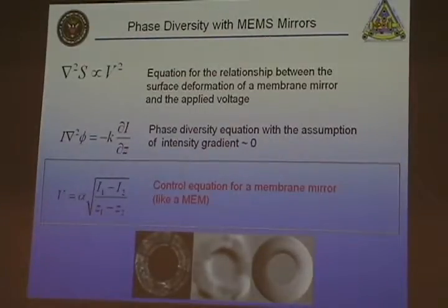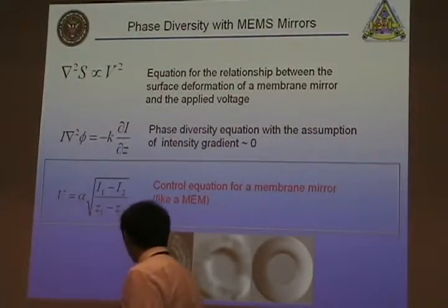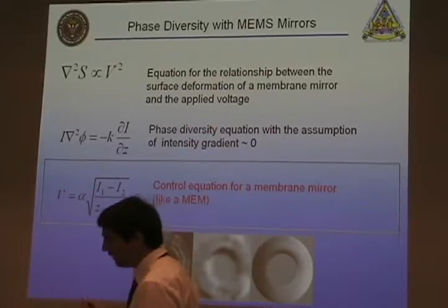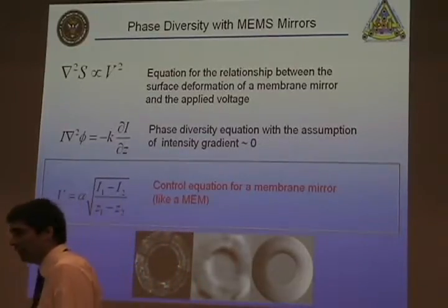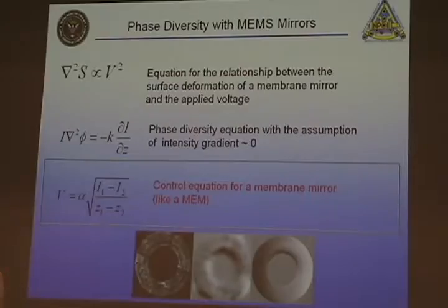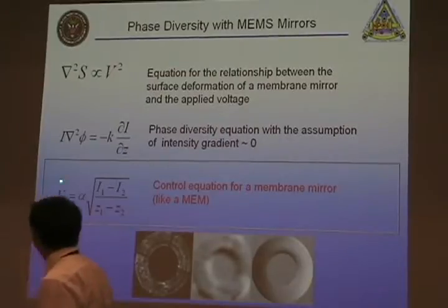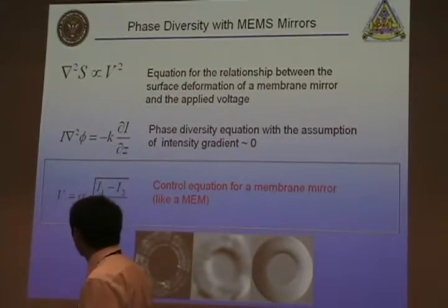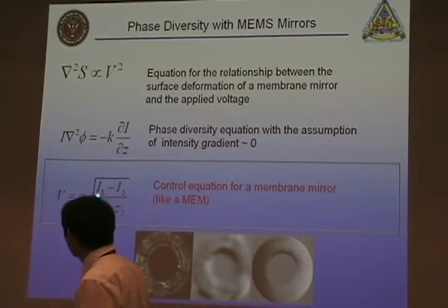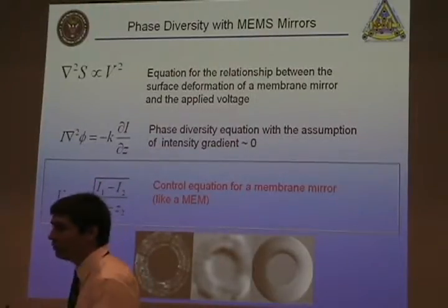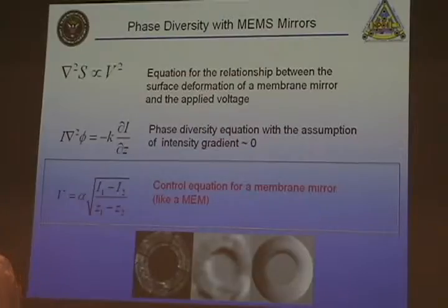And what people like to couple that with is a MEMS type of device that I'll talk about a little bit later. The reason is that with a MEMS device, you get this nice relationship where the voltage that you apply to the device is related proportionally to the square root of the difference of the intensities of those two beams. So it ends up being a nice, real simple relationship that you can do with those types of mirrors.